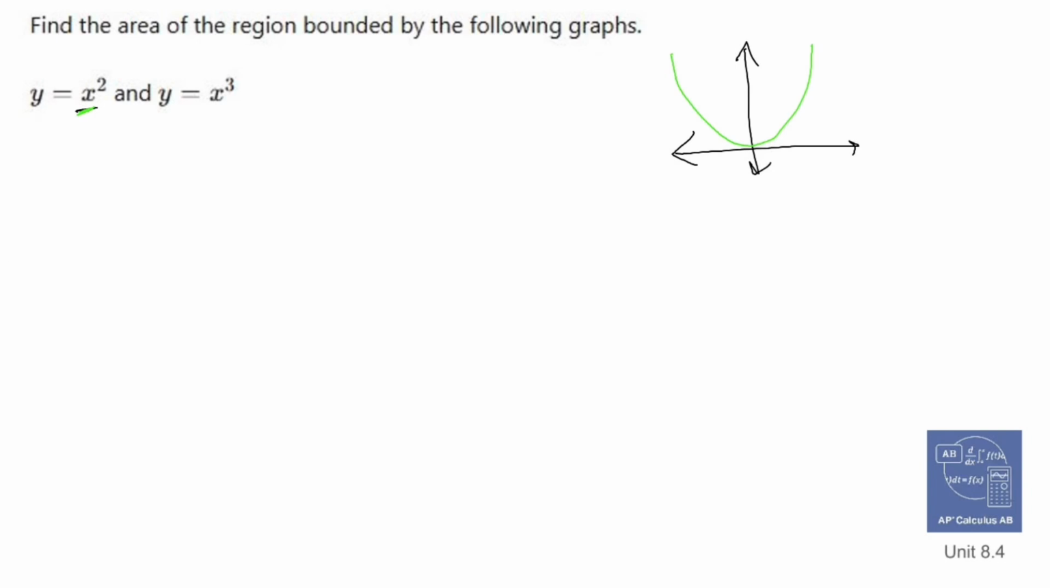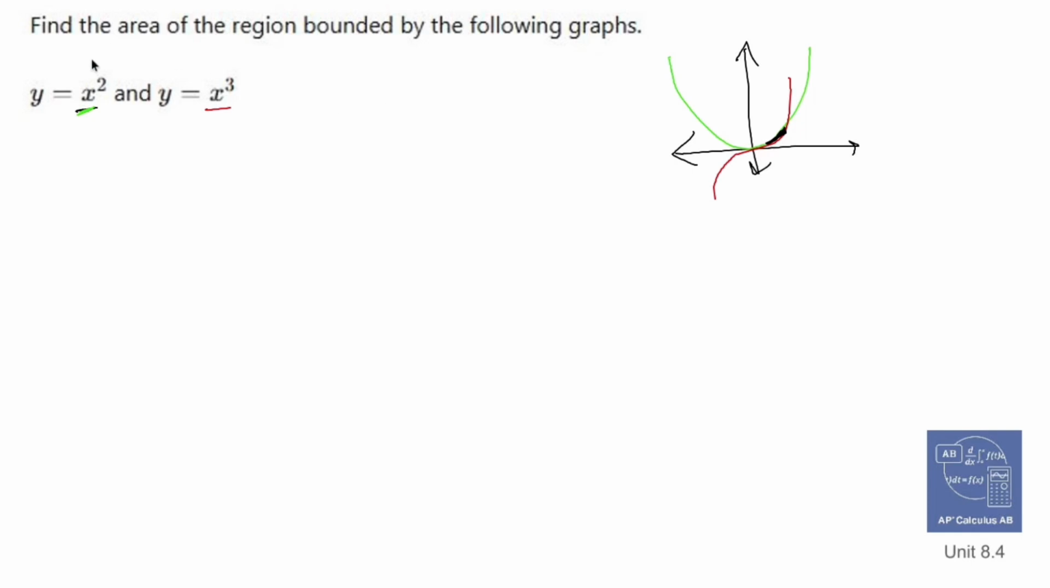And then x to the third is going to kind of look like this. So maybe I'll scooch you down just a bit, I'll scooch you up just a bit, and everybody's happy. So what we're trying to find is that little area right in here, that little sliver right there. So this is what we need to do.